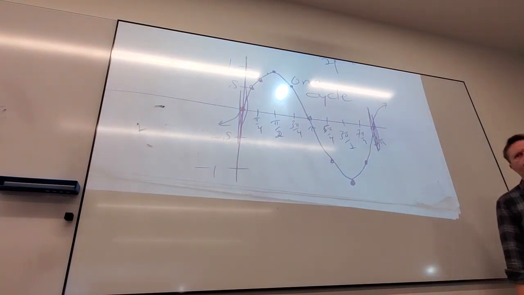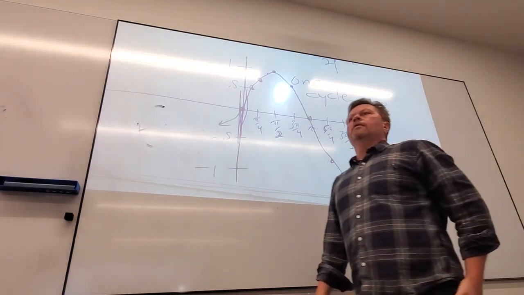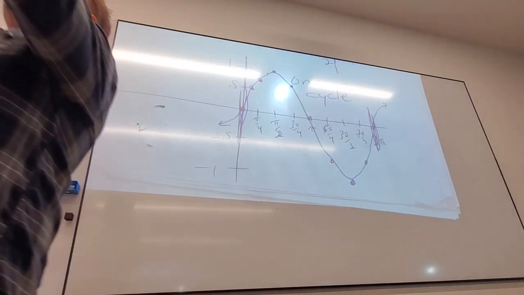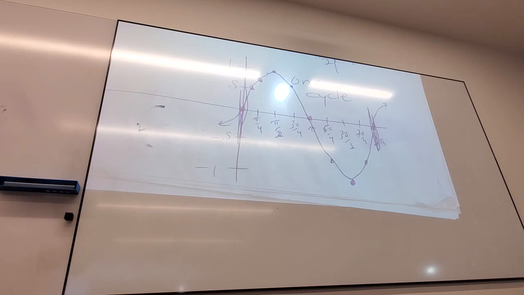Is that the same thing as a period? A cycle is this shape. A period is how long it takes to make that shape. How long did it take me to make one cycle? 2 pi. You guys with me? The period of this is 2 pi because that is how long it takes to make one cycle.